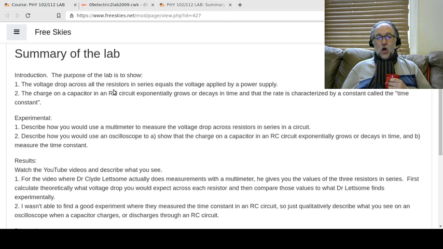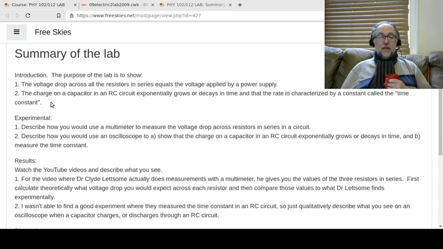One is that the voltage drop across all the resistors in series is basically equal to the voltage applied by a power supply. So in the examples that I gave you, if you've got a 10-volt battery and a bunch of resistors in series, if you were to measure the voltage drop across each of the resistors and add them all up, you would find that it has to equal 10 volts. A little bit more than that though: if you know the size of the resistors, you can calculate what the voltage drop will be across each one of them, and then of course adding them all up should add up to the voltage of the power supply or battery, whatever you're using. So that's purpose number one.